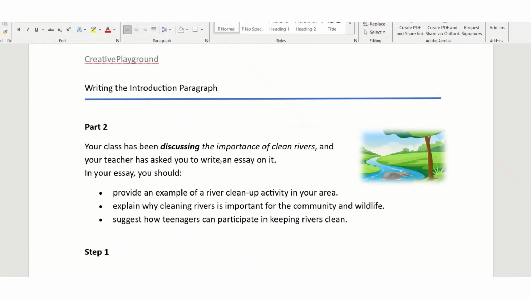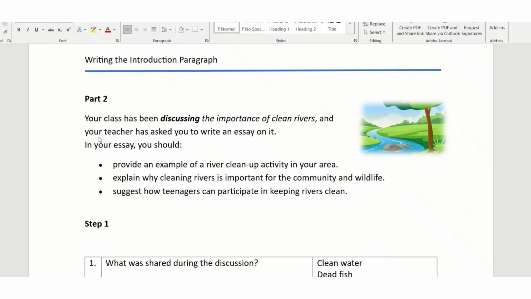So part two question. This is an example. Your class has been discussing the importance of current rivers, and your teacher has asked you to write an essay on it. In your essay, you should answer three bullet questions. Okay, so now when I look at this question, I'm thinking, what is the easiest way for the students to write an introduction paragraph? Because usually they will say, I don't have ideas, or I don't know how to start.